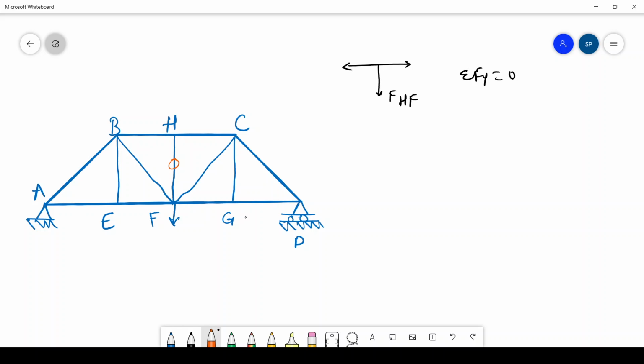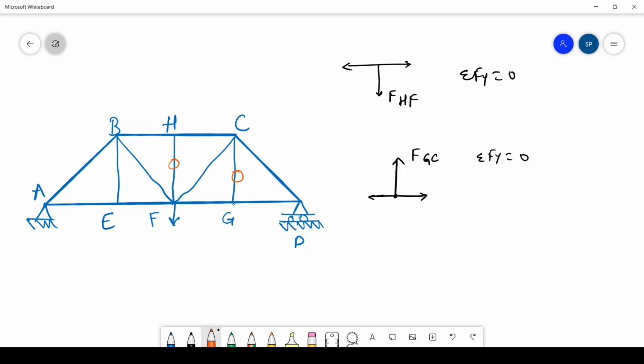Next, if I go to joint G, this is an inverted T joint. Joint G is an inverted T joint. No external load again at the joint, and this force along GC you will get readily as 0 by applying summation Fy equal to 0.